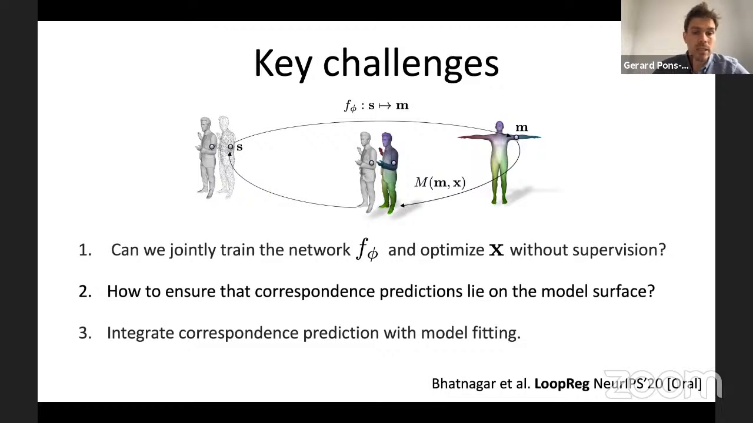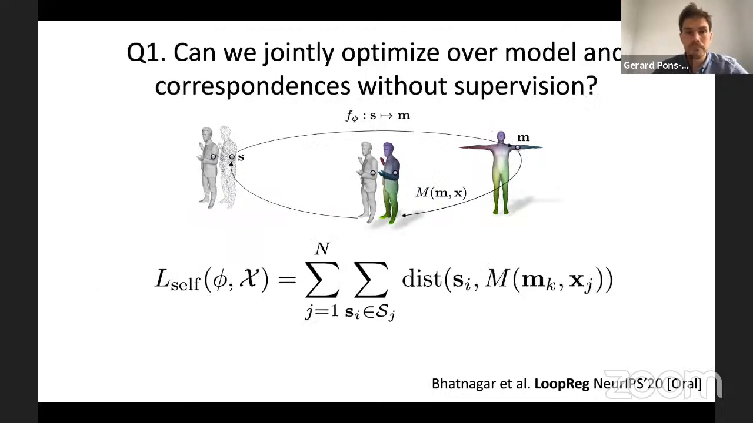And how do you integrate this correspondence prediction with model fitting? So let's look at the first problem, these off-manifold correspondences. How do we reformulate this classical problem? So we have now, over a collection of scans, mathcal X, we're summing over scans j from 1 to N. This is the N scans that I have in my collection. And then for every scan point, I want to minimize the distance between the scan point and the transformed model point M_k, okay? And for this, I need to find the model parameters X_j as well.